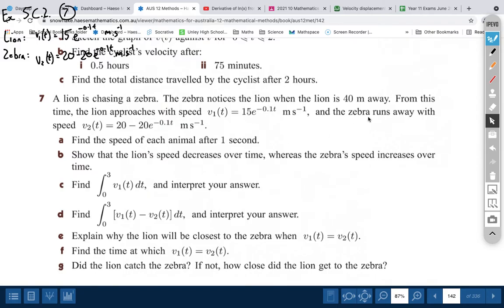I think I'll skip that because you can do that. You're just going to put your T1 in the V1 function, and in the V2 function you're going to put a 1 there as well and see what the speed is. Show the lion's speed decreases, the zebra's speed increases.